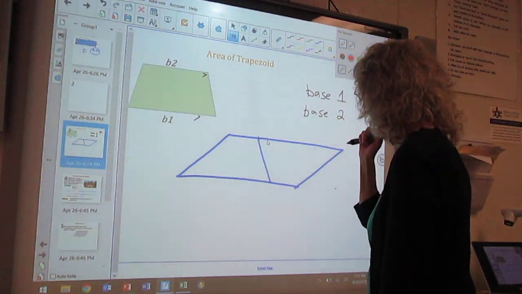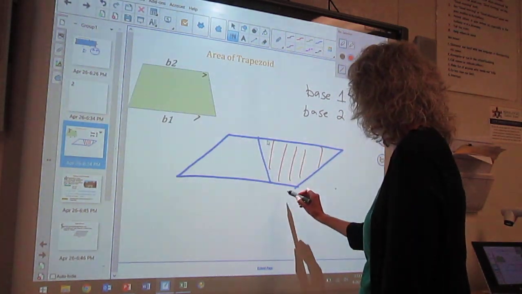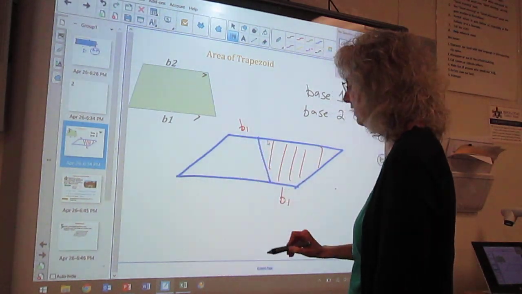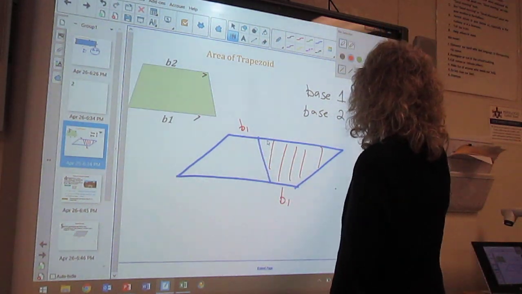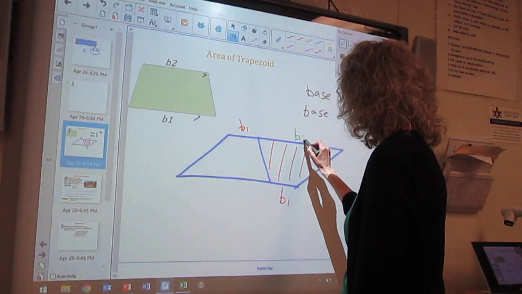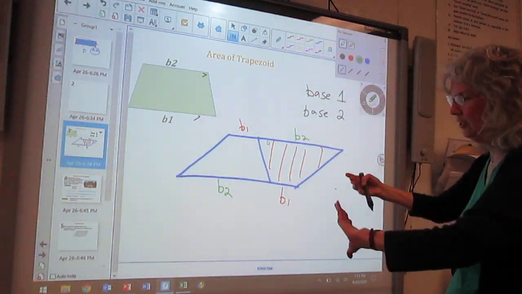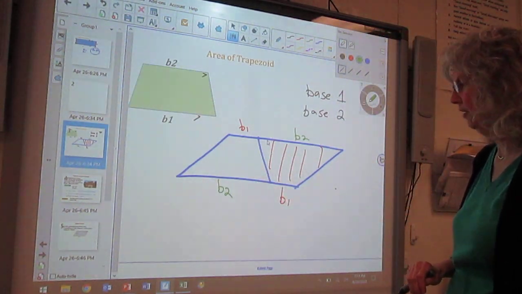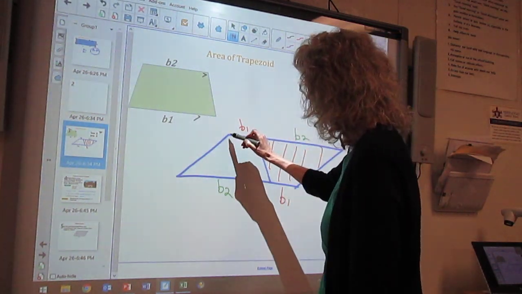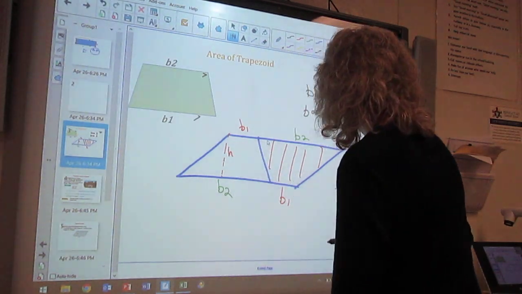So, let's look at the red one, and let's say that this is B1, but this one was also B1 because they're identical. This was B2, and that has to be B2 because they were identical. We just cut out two and we flipped them next to each other. And here's our vertical height H.